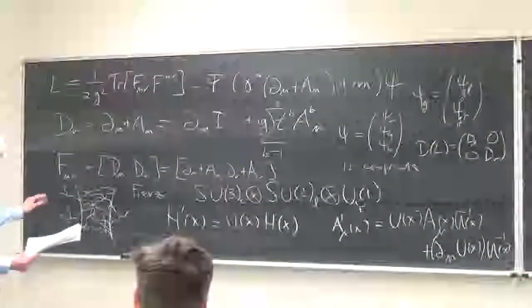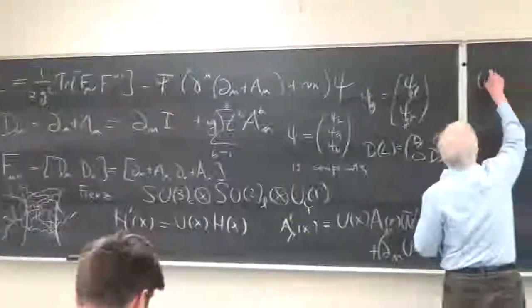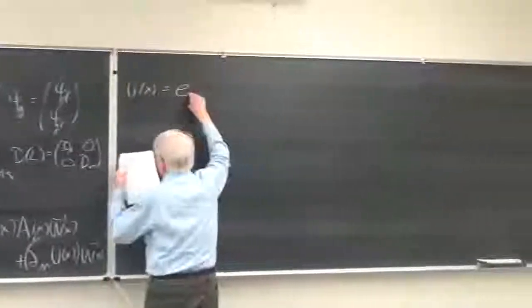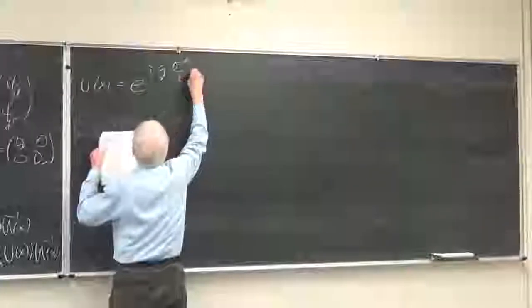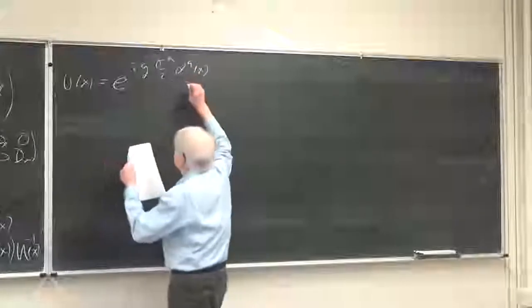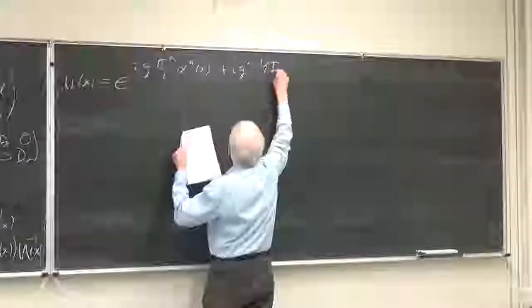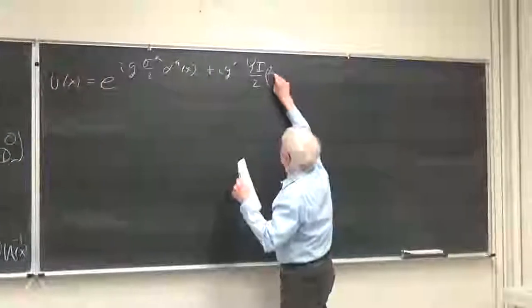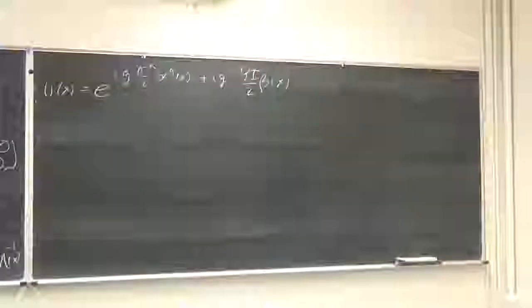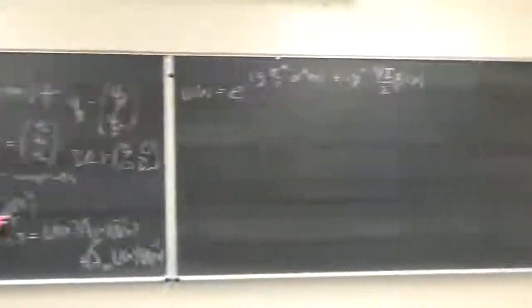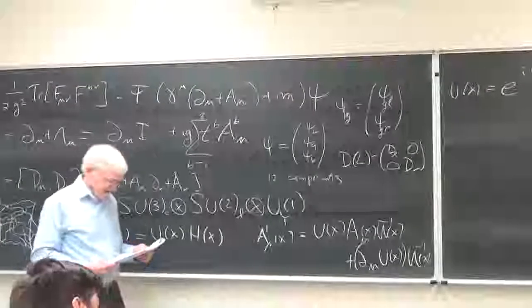Anyway, so let me write down what U of x is. It's e to the i g, sigma a over 2, alpha a of x, so this is an SU(2), and then plus i g prime Y i over 2, theta of x. That's the unitary transformation that is SU(2) cross U(1), and as I said, the SU(2) part acts on the left.